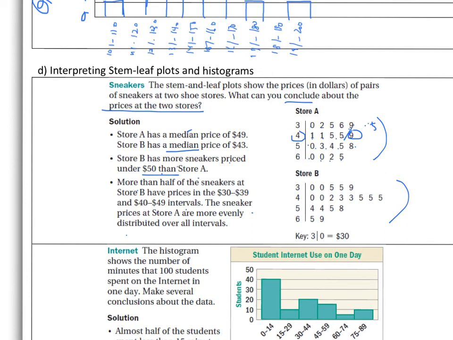There's 5, 5, 5, 4 versus 5, and then 1, 2, 3, 4, 5, 6, 7, 8 prices, and then 4 prices, not very evenly distributed. Okay?